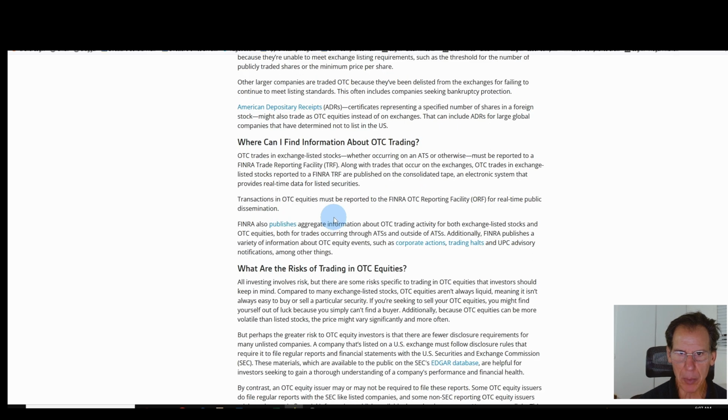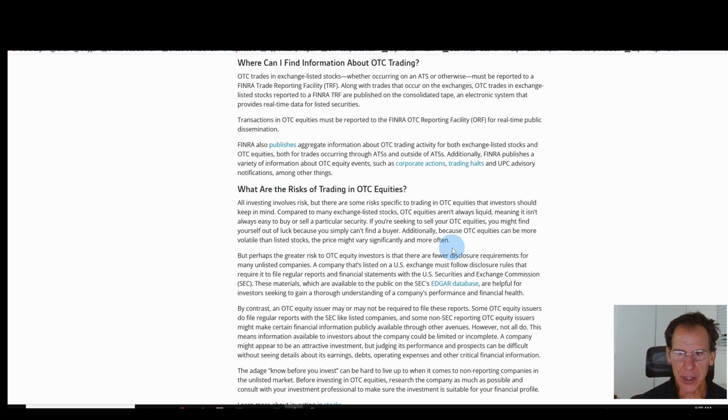Transactions in OTC equities must be reported to the FINRA OTC reporting facility for real-time public dissemination. That's answer number 2. FINRA also publishes aggregate information about OTC trading activity for both exchange-listed stocks and OTC equities, both for trades occurring through ATSs and outside of ATSs. Additionally, FINRA publishes a variety of information about OTC equity events, such as corporate actions, trading halts, and UPC advisory notifications, among other things. What are the risks of trading in OTC equities?